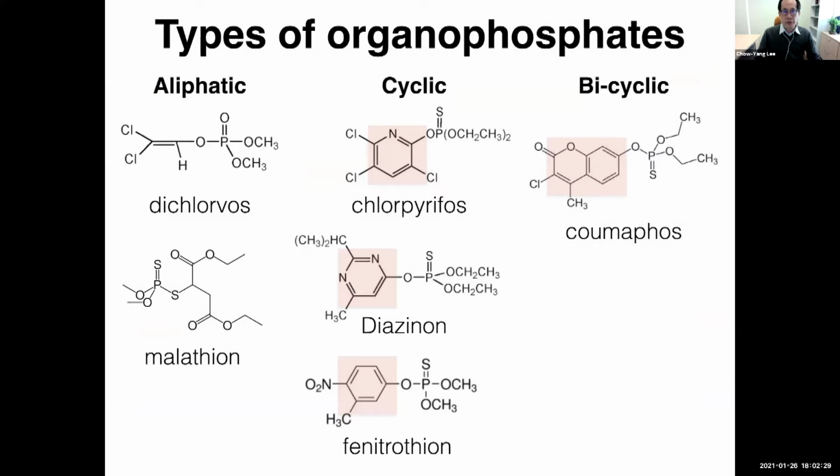If you look at the different types of organophosphate, essentially you can divide them into 3 subgroups: the aliphatics, the cyclic, and the bicyclic. Essentially, the aliphatic ones lack a ring, whereas the cyclic one has 1 ring, compared with the bicyclic with 2 rings. So, for example, malathion is within the aliphatic type, and chlorpyrifos, diazinon, and fenitrothion are in the cyclic group.